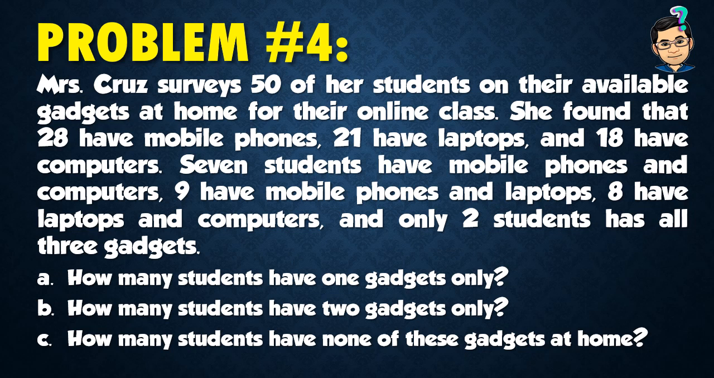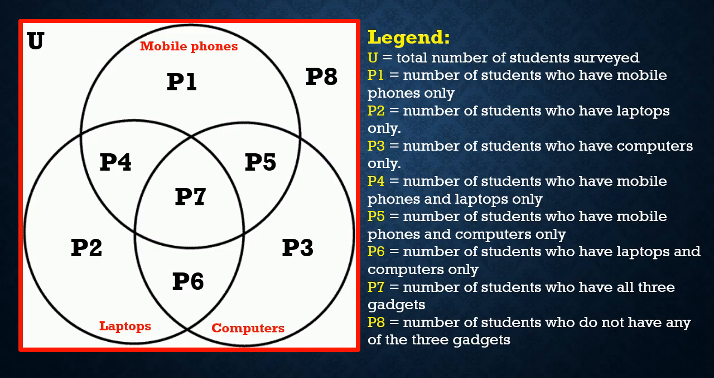Letter B naman, have 2 gadgets only. So, ito yung combination nila: mobile phone and computer only, mobile phone and laptop only, laptop and computer only. And then, how many students have none of these gadgets at home? Okay, for our solution, ang una natin gagawin, we draw a Venn diagram and then 3 overlapping circles na.